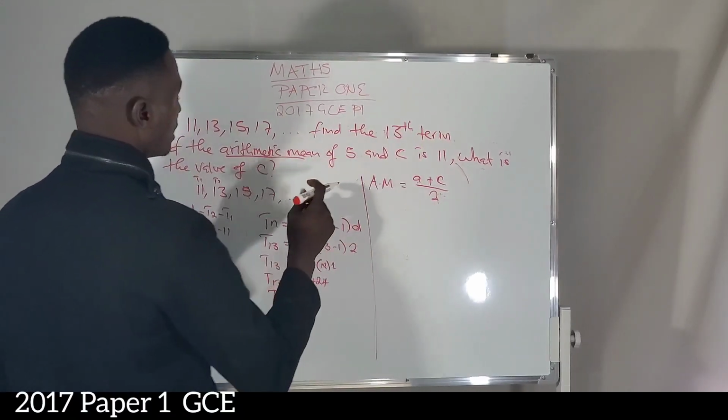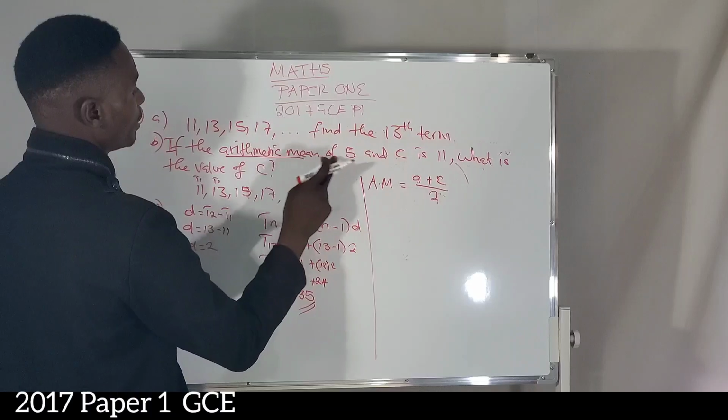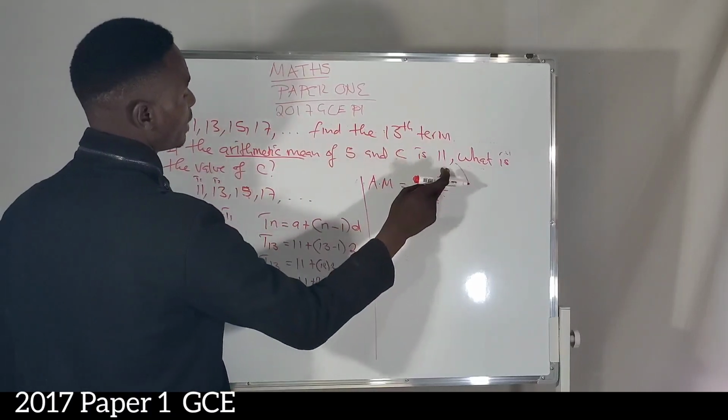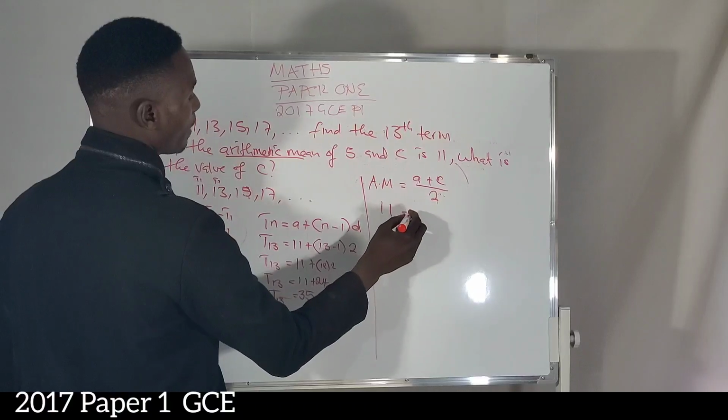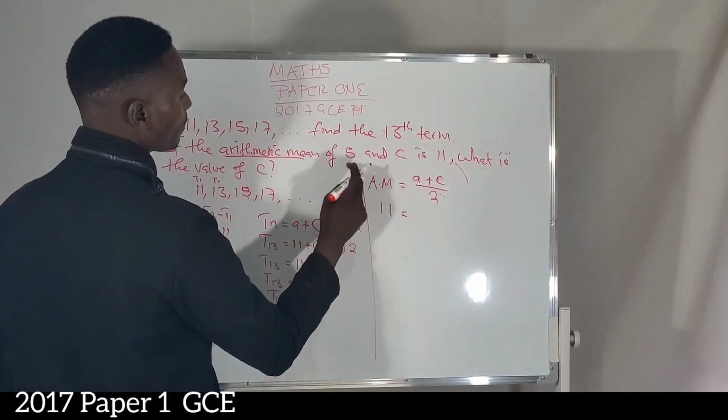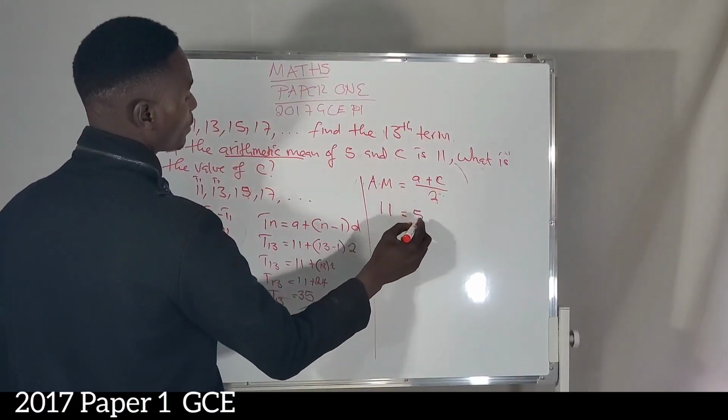So in this case, they're saying that the arithmetic mean of 5 and C is 11. Well, they're giving us the arithmetic mean as 11 here. Okay? We're supposed to have A, you're going to put 5.